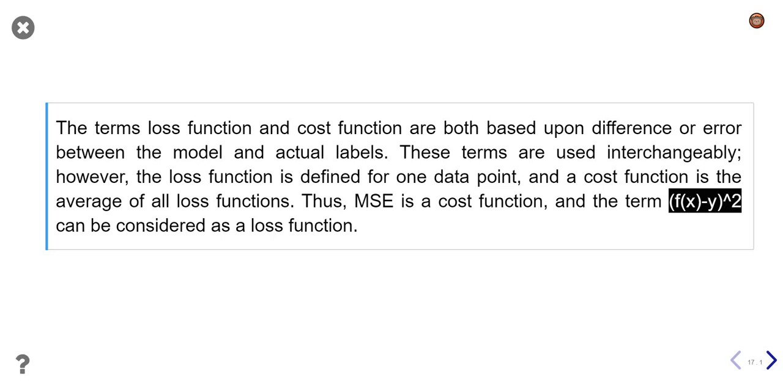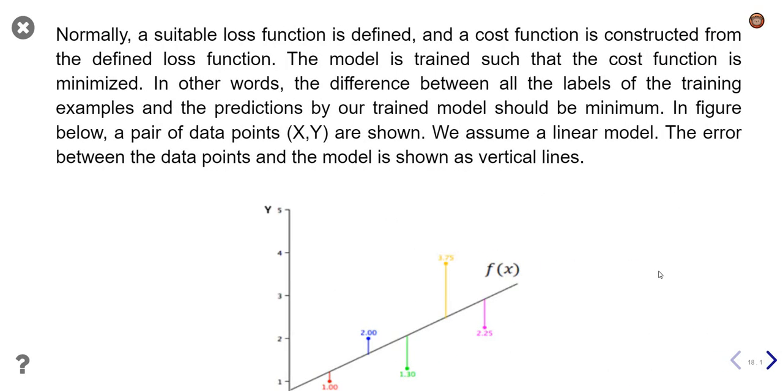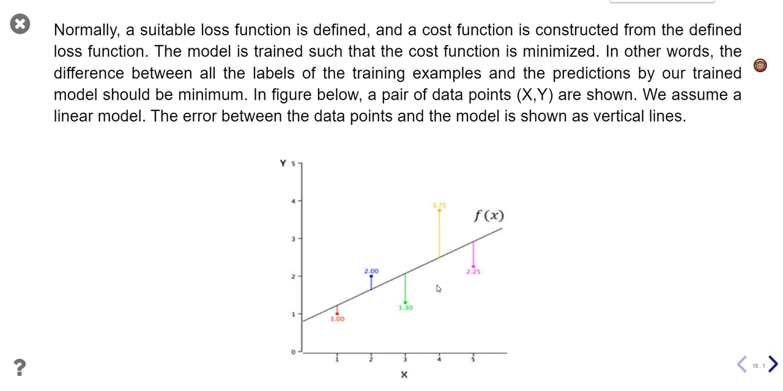Why is only this one known as a loss function? Yes, it's only taking one data point, right? But if you look at the earlier one, the cost function is when you sum it all up and take the average of all. So this becomes the cost function because it's taking the overall. Is that okay? So here's the diagram that shows you what it actually means.